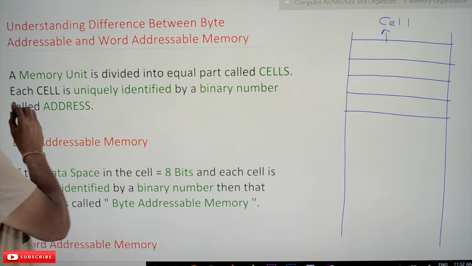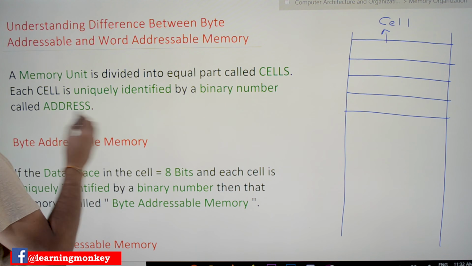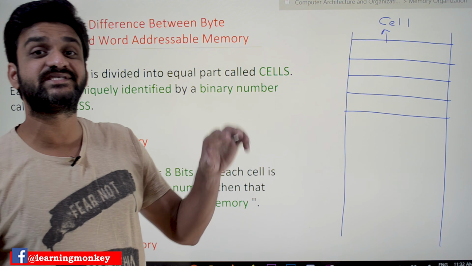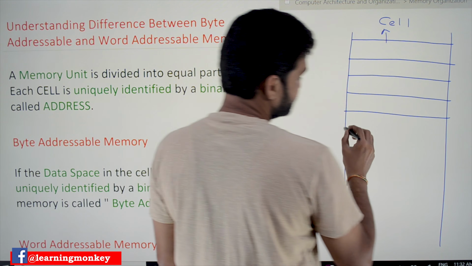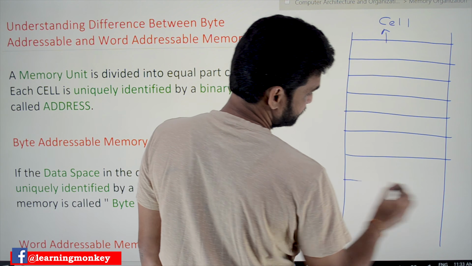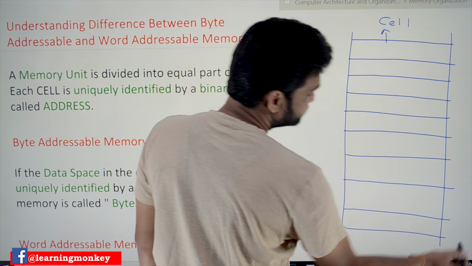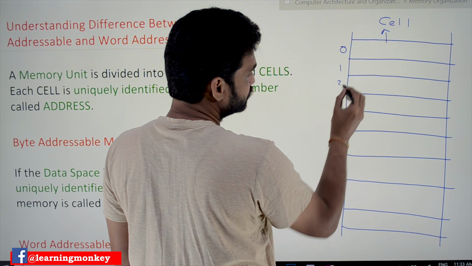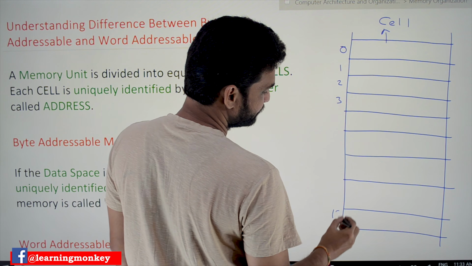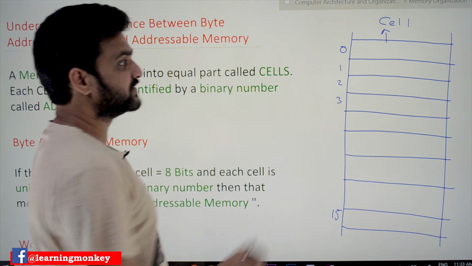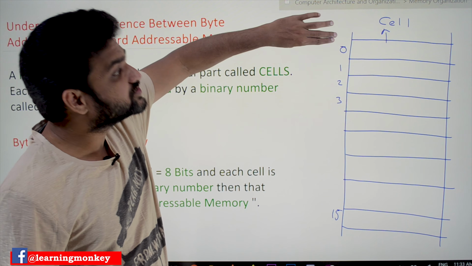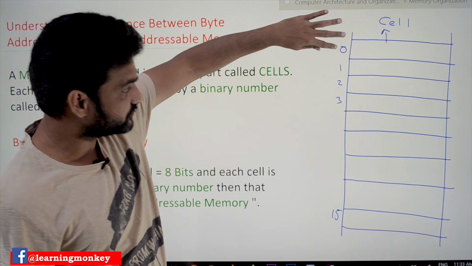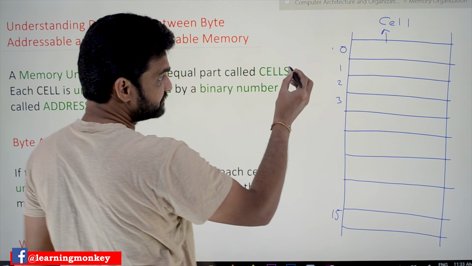And each cell is uniquely identified by a binary number called address. For example, in this memory, if we are having 16 cells, so what does that mean is this entire memory is having 16 cells, and starting from 0, 1, 2, 3, so on to 15, we are having 16 cells on this memory. And each cell is uniquely identified by a binary number called address. So this is what we call an address. This is the decimal representation of it.